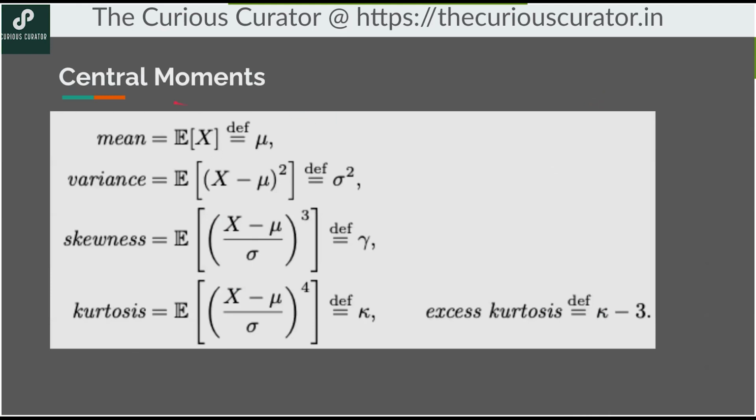Then we have central moments. So mean is just expectation of X, or average in terms of if you're looking at the data. Variance is just variation around a central tendency, which is mu in this case. Mu is the mean, but in general, central tendency doesn't need to be mean. It could be median also, which will have a different name. It will not be called variance.